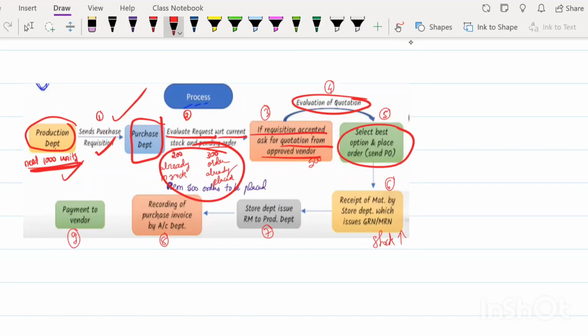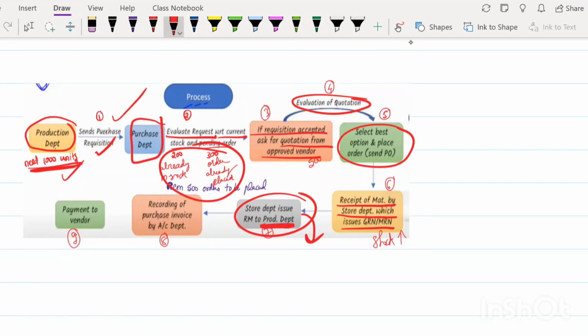Then what will happen once that is done? There is the receipt of material by the store department, which issues a TRN or MRN. Once you have placed the order, the vendor will send the raw material to your own manufacturing plant or location. The store department will get this raw material inventory and store it, and against that they will issue something known as a goods receipt note. Okay, and then the stores department, which has now got all the raw material, will issue it to the production department.